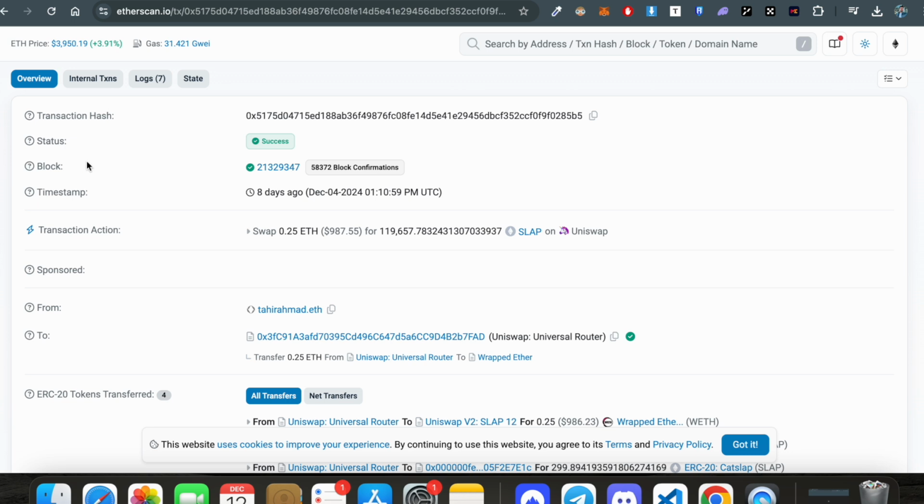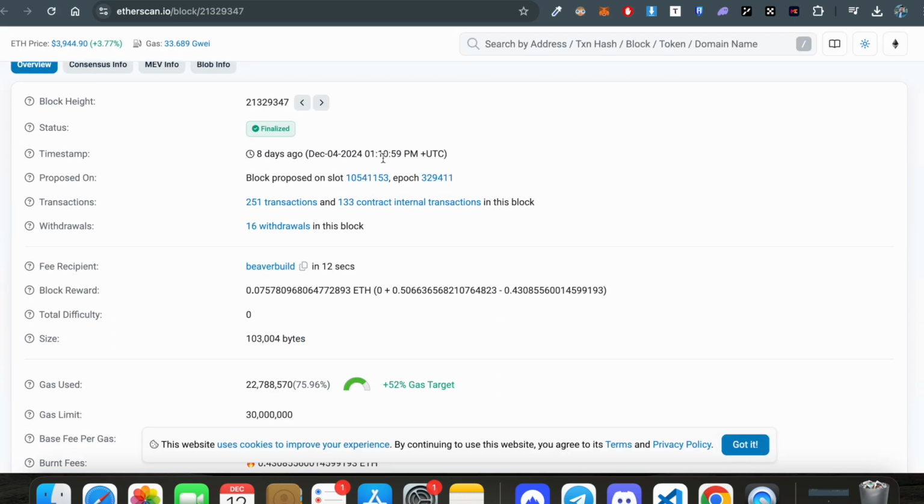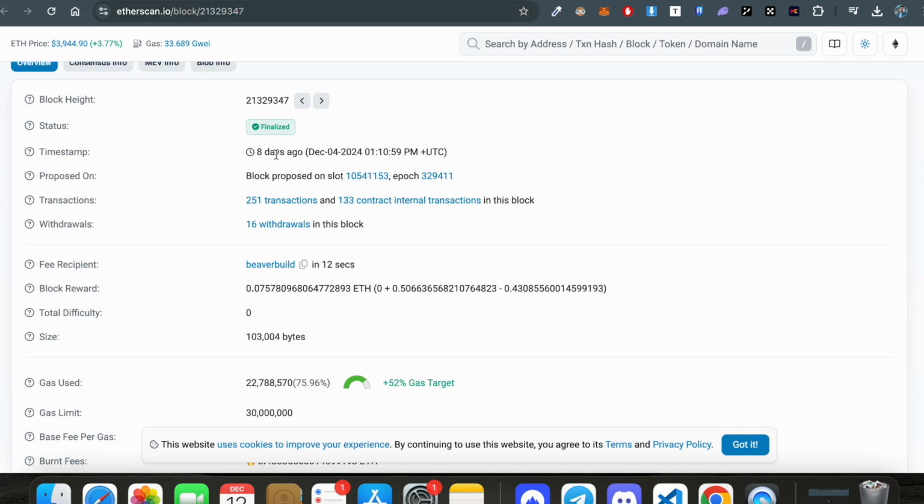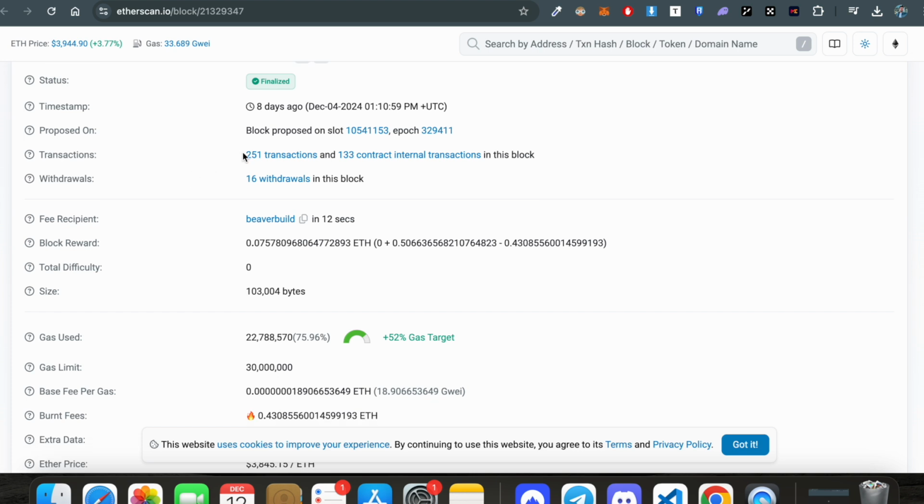Second thing, which is status, and that is showing success. That means this transaction has been successfully submitted to the blockchain, and this is the block number. So if I click over this, we can see every blockchain contains blocks and every block has a number. So this is block number 213-29347, and which is minted 8 days ago. And if you could see, it has 251 transactions in total in one block.